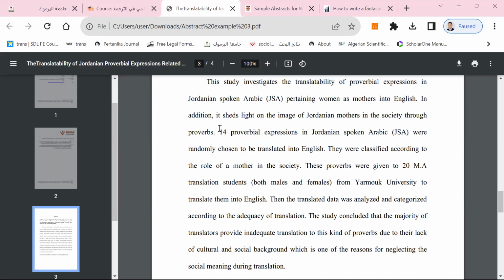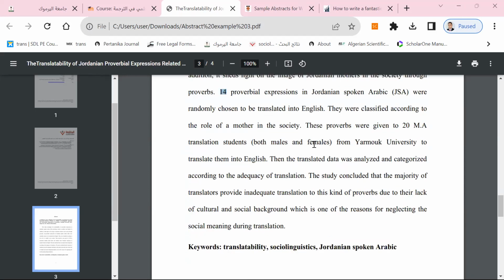14 proverbials. We should not use digit here. This is wrong. We should write it as words. Fourteen proverbial expressions in Jordanian spoken Arabic were randomly chosen to be translated into English. So this is the methodology. They were classified according to the role of a mother in the society.